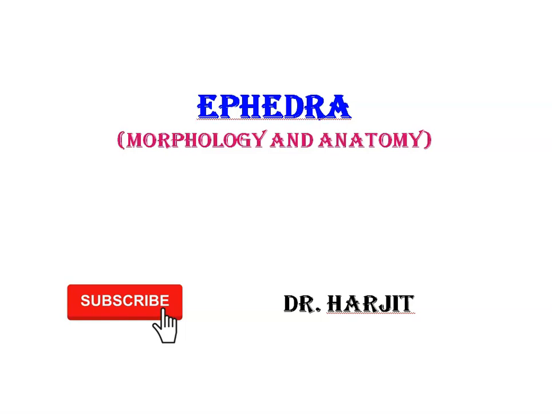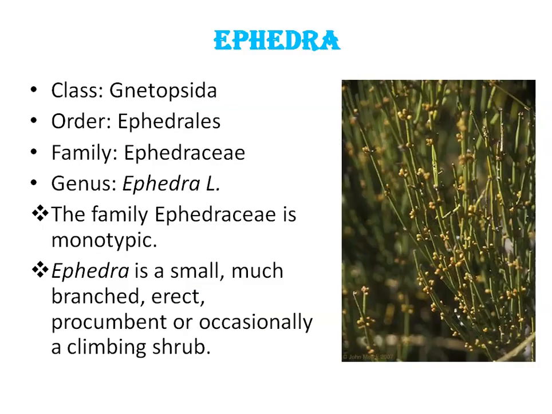Our today's topic is Ephedra, and in this class we'll be discussing its morphology and anatomy. Ephedra belongs to class Gnetopsida, order Ephedrales, and family Ephedraceae. Family Ephedraceae is a monotypic family, that is with only one genus, Ephedra, which comprises 40 different species.